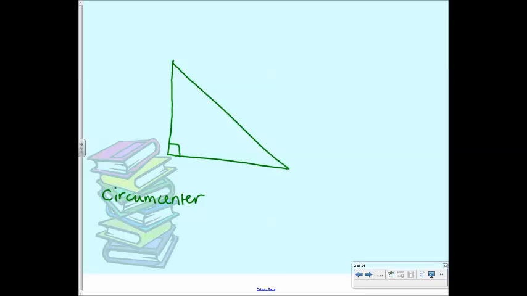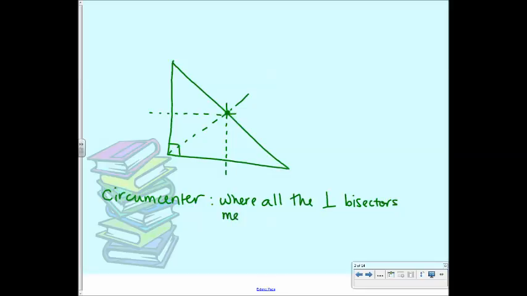You guys all just found it in the rewind. So where would it be? If you can't tell me what it is, where would it be? In the middle of what? The hypotenuse? Okay, so it's the middle of the hypotenuse because it's the place where all of the whats meet. All of the perpendicular bisectors, okay? So it's where all the perpendicular bisectors meet.